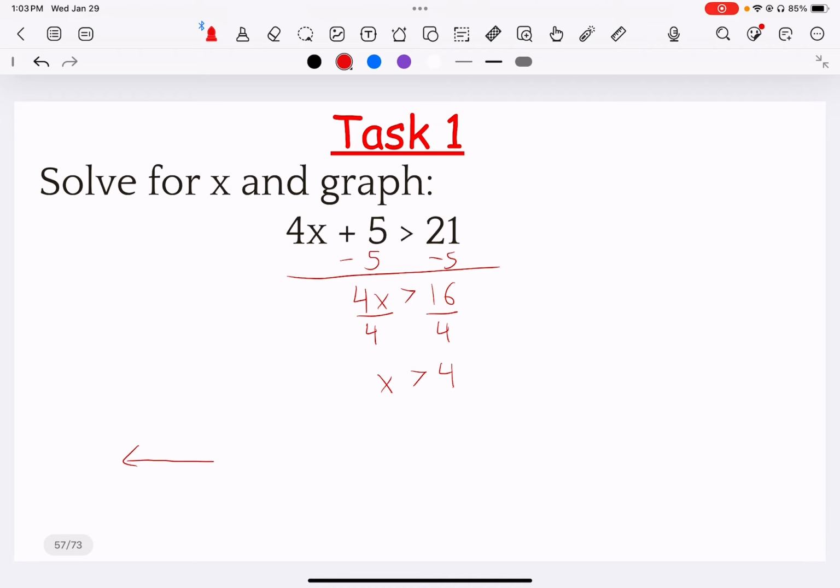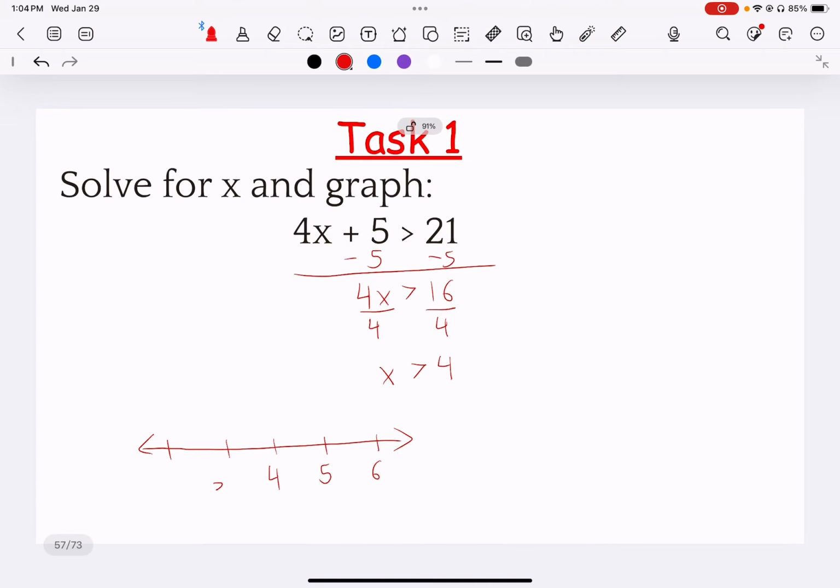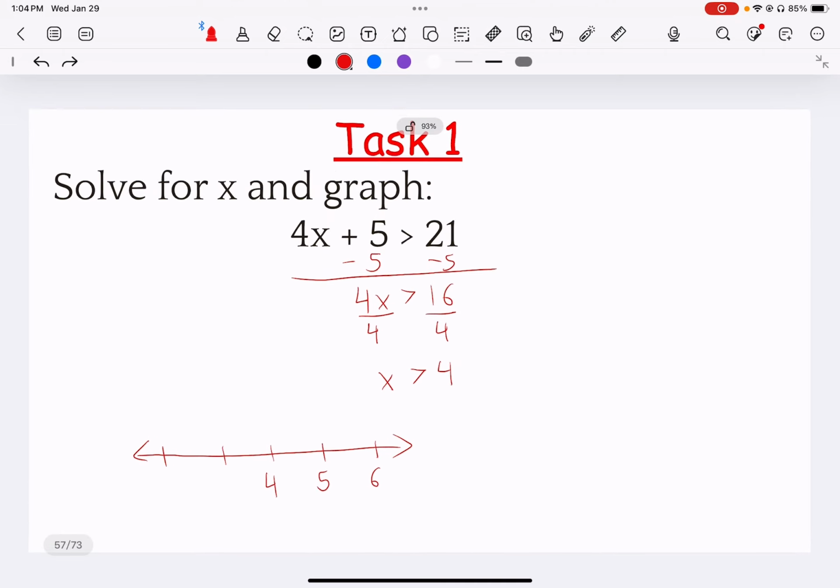Now to graph it, I'm going to draw a number line, and I'm going to use the number I got in the middle, so it's going to be 4. I'm going to do two numbers on either side. So to the right is going to be 5 and 6. To the left is going to be 3 and 2. Now since it's greater than, it's going to be an open circle because 4 is not a part of the solution set, and the numbers greater than are to the right. So I'm going to shade to the right.